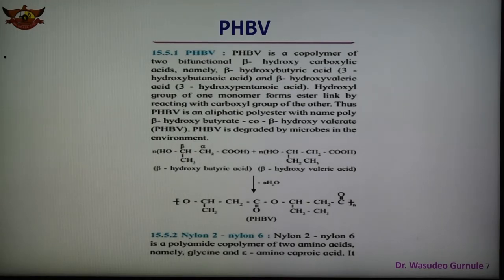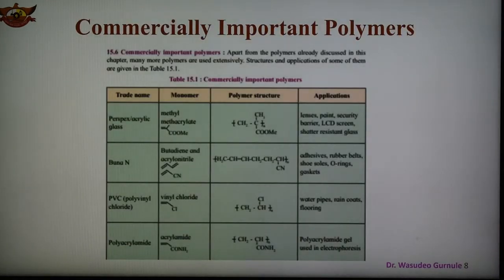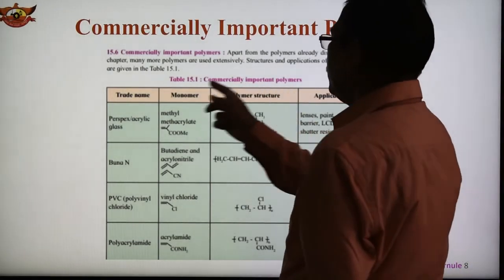So glycine and amino caproic acid is an example of this type of biodegradable polymers. And after that now, both these are the biodegradable polymers, and the last part is left. Some important polymers are there which have a number of applications in different fields. So here some commercially important polymers are shown.